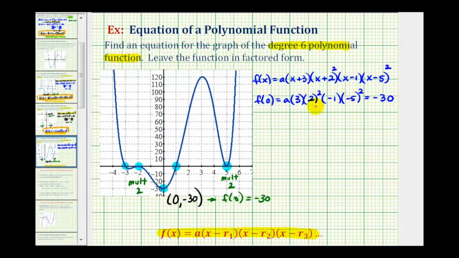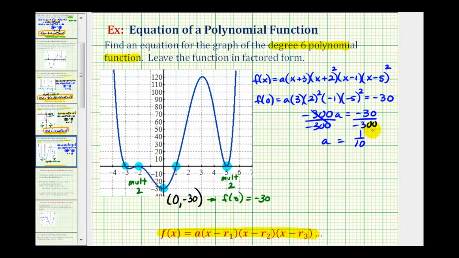So now we'll go ahead and simplify this and solve for a. We'd have 3 times 4, that's 12, times -1 would be -12, times 25, that's going to be -300. So we have -300a equals -30. Divide both sides by -300. This simplifies to a equals 1/10.